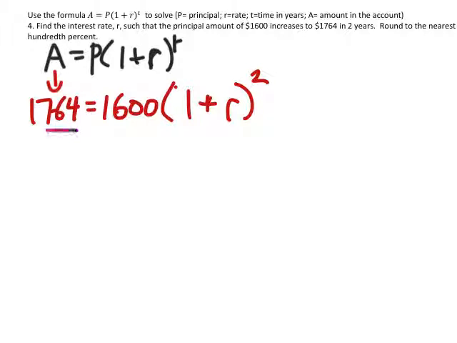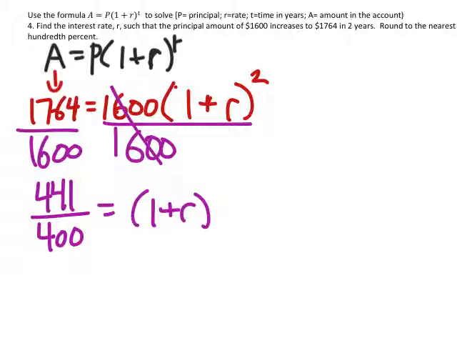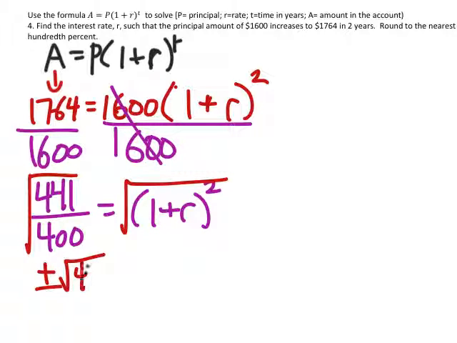So from here we're just going to divide both sides by 1600, and so this will cancel out, and that gives us 441 over 400 equals (1 plus R) squared. So from here we're just going to do the square root principal, and that'll give us plus or minus the square root of 441 over 400, which is 21 over 20, equals 1 plus R.